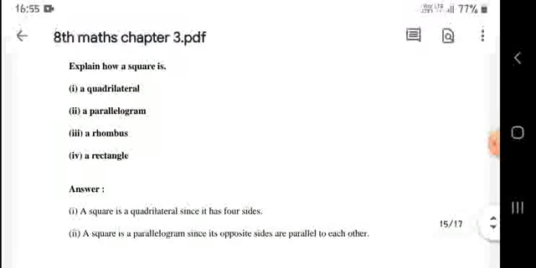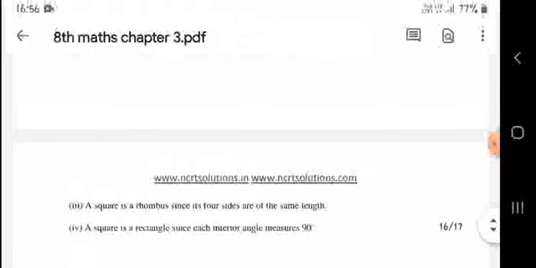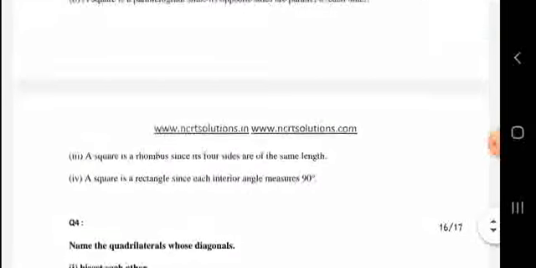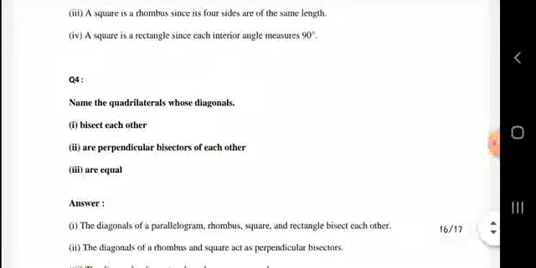Next, explain how a square is a quadrilateral. So a square is a quadrilateral since it has four sides, and a square is a parallelogram since opposite sides are parallel to each other. A square is a rhombus as all four sides are of the same length, and a rectangle. So a square is a rectangle since each interior angle measures 90 degrees.